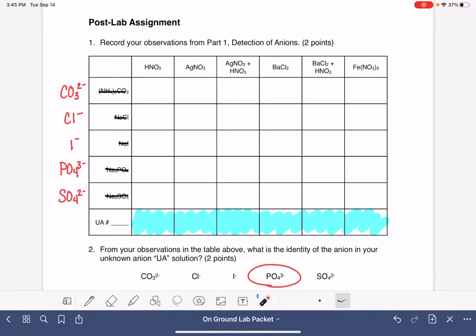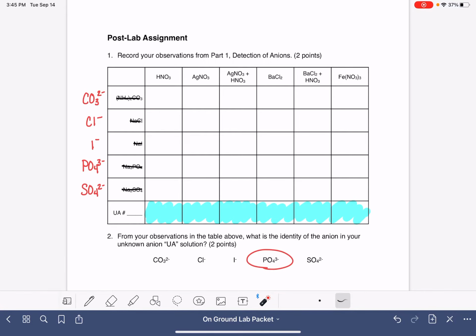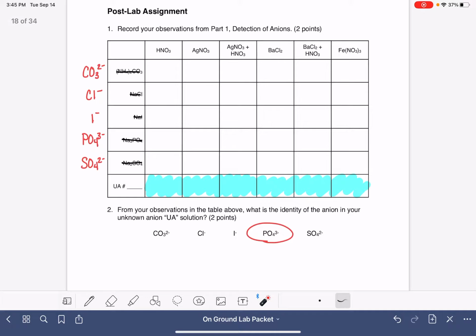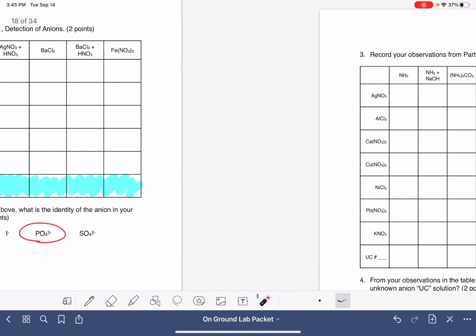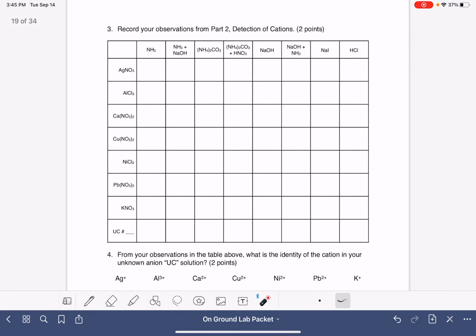Now it is possible that you don't have any one row that matches up perfectly, but if that's the case, you just want to find the one row that matches up the most, the one that is the most similar to your unknown. That will be the identity of your anion. And then we're going to repeat that with your cation.